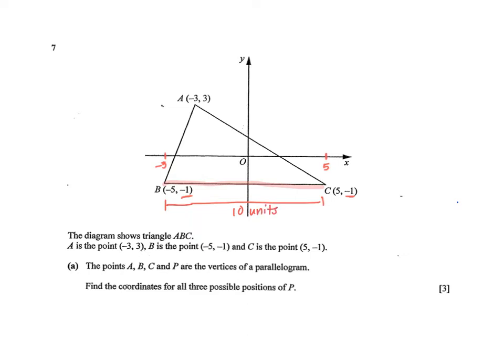Okay, now the question says the points A, B, C, and there's another point P are vertices of a parallelogram. So now they ask you to find all the different positions such that this will become a parallelogram. Now what does a parallelogram look like? A parallelogram has opposite sides that are equal. So one possible position is that this line here has a parallel side to it. It can be from A to the point P. So I have something that looks a little bit like that to give you one parallelogram.